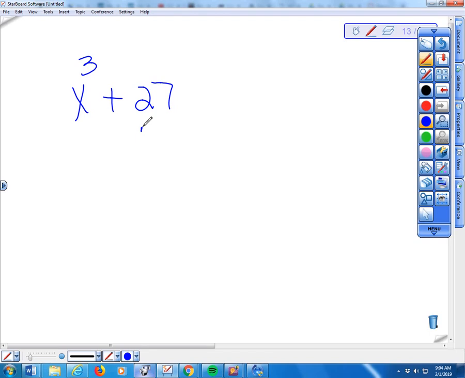Cubes. So we have 1. What's the cube of 2? 8. What's the cube of 3? 27. Cube of 4? Cube of 5? 125. Cube of 6? 36 times 6? 216, I think. Someone do it. 216 times 6. 36 times 6 is 216.